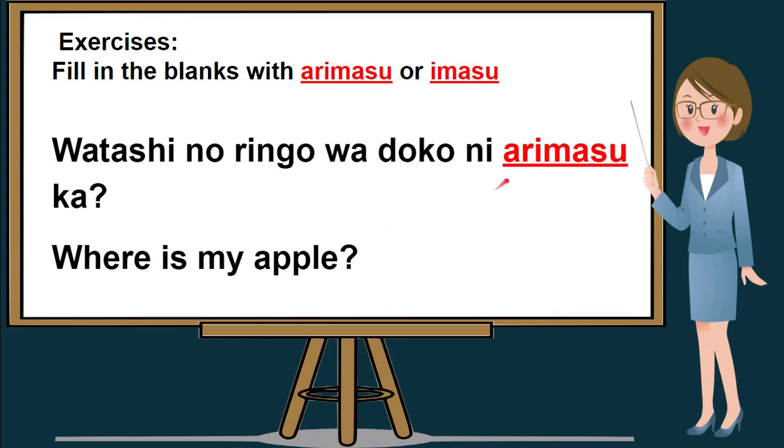Very good. The correct answer is arimasu. Why arimasu? Because we are talking about ringo. Watashi no ringo is my apple. We are talking about my apple here. This is an inanimate. If the subject is an inanimate, we will be using arimasu. And apple is an inanimate. Watashi no ringo wa doko ni arimasu is the correct answer.